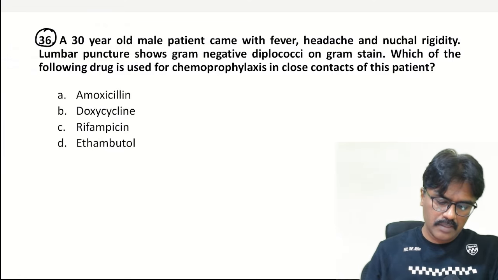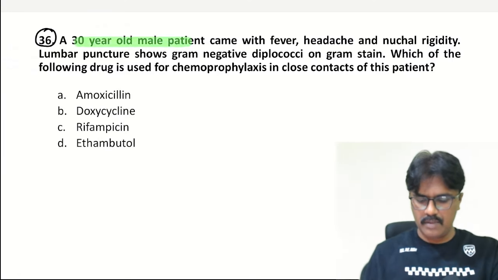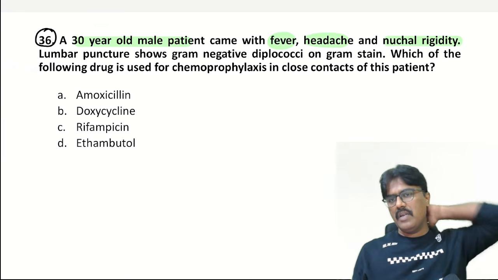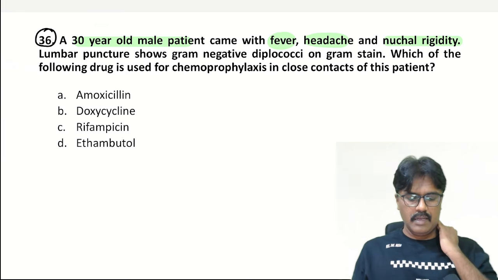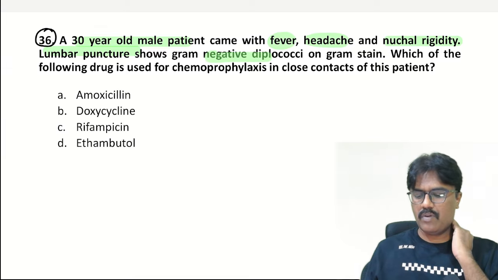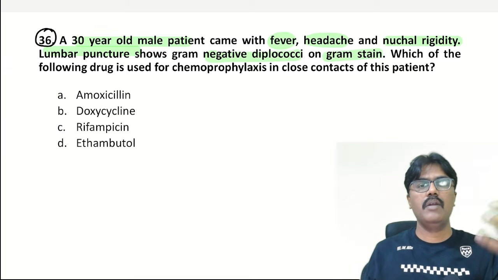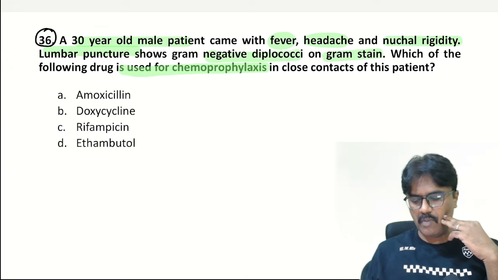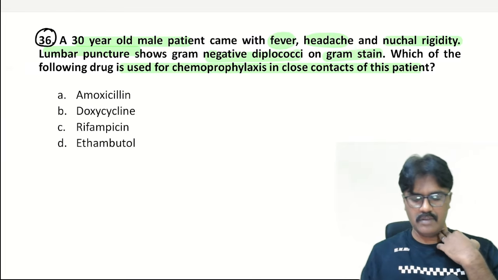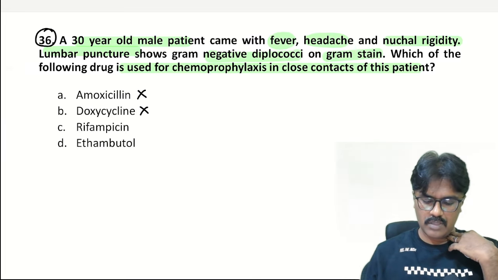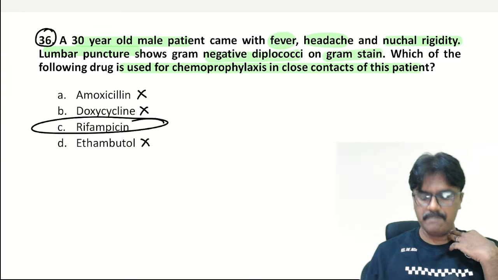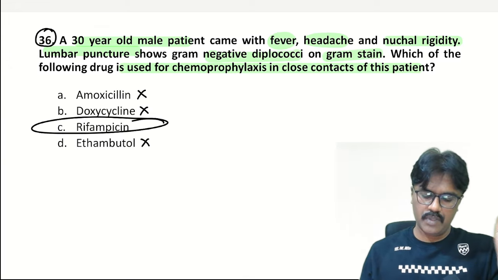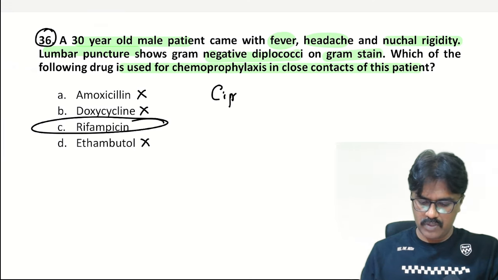Question number 36. A 30-year-old male came with fever, headache, and neck rigidity. So fever, headache, neck rigidity means meningitis. Lumbar puncture shows gram-negative diplococci on gram stain. So gram-negative diplococci means it is meningococci. Which is the drug for chemoprophylaxis of close contacts? Amoxicillin, doxycycline, ethambutol, no, it is rifampicin. Three drugs are given for chemoprophylaxis of meningococci. Number 1, ciprofloxacin, first option.